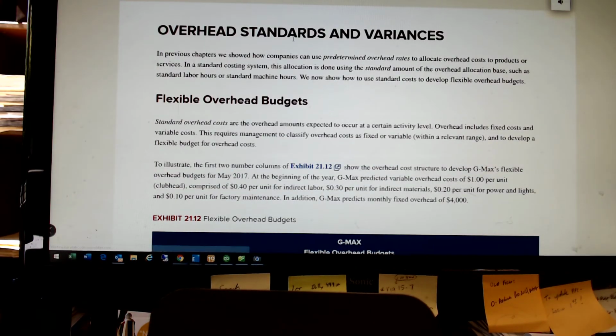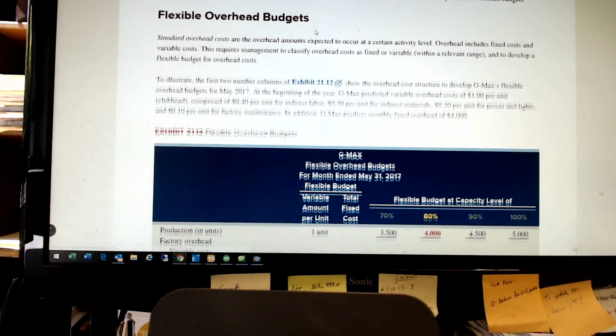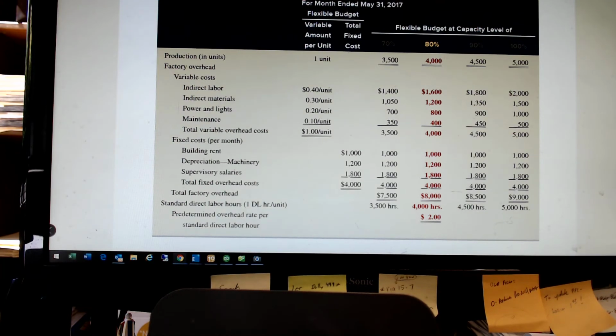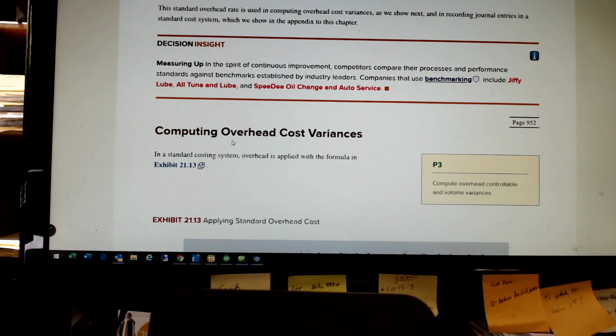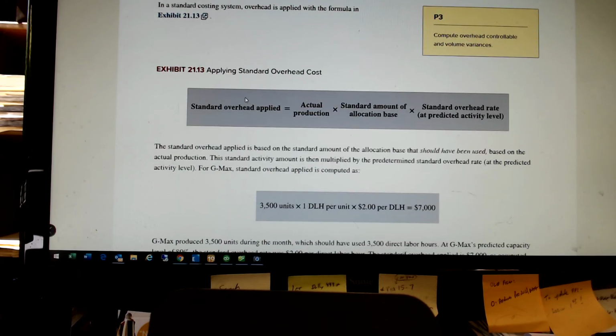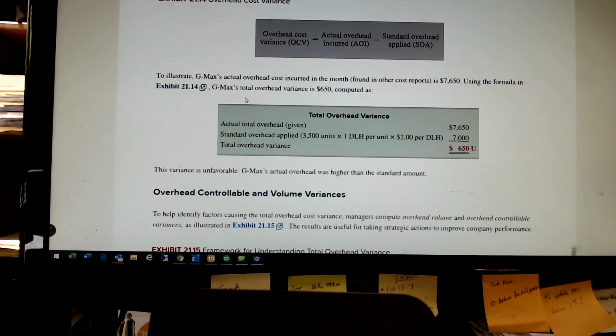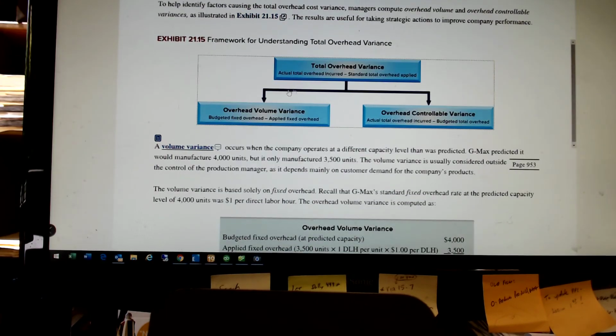They go on to talk about overhead variances and the flexible overhead budgets. Here they're actually just calculating what the variable and the fixed overhead should be at a particular level, especially at the level we attained. We need this for the controllable variance. And so we take our total overhead variance and we break it into the volume variance and the controllable variance.